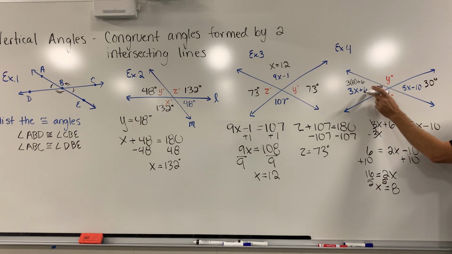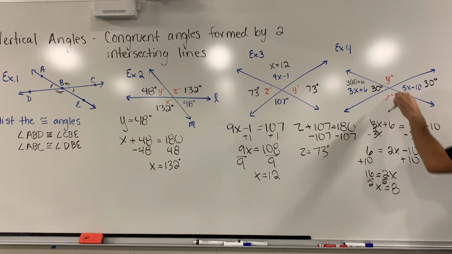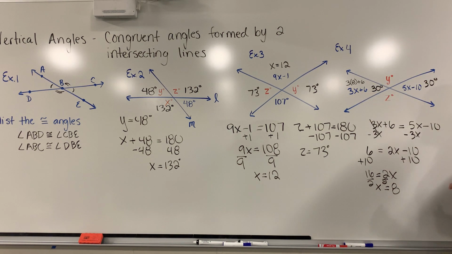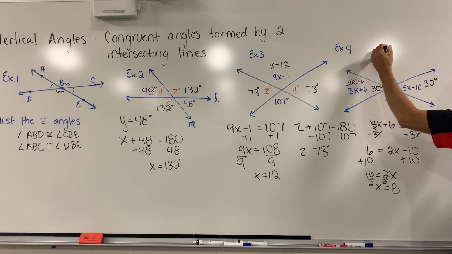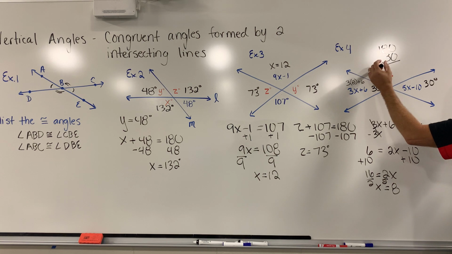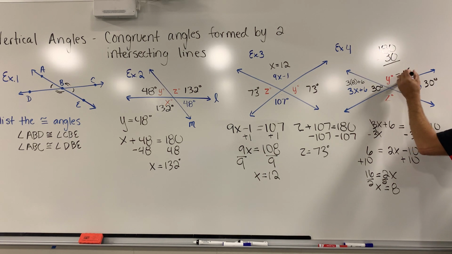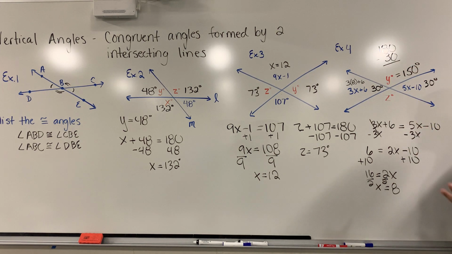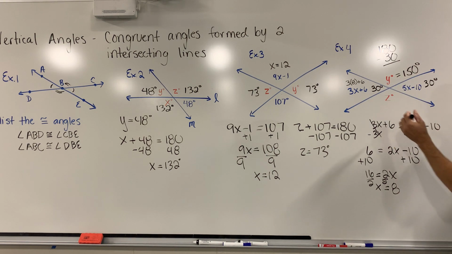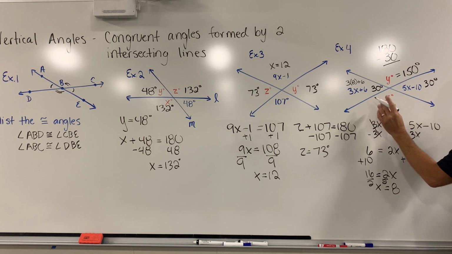And then what do I know about 30 and y? Since they're right next to each other, they're adjacent, and they're forming a straight line together, that means they have to equal 180. Well, 180 minus 30 tells me that y is equal to 150. And then what do we know about z? Well, again, vertical angles tell me that it's 150.